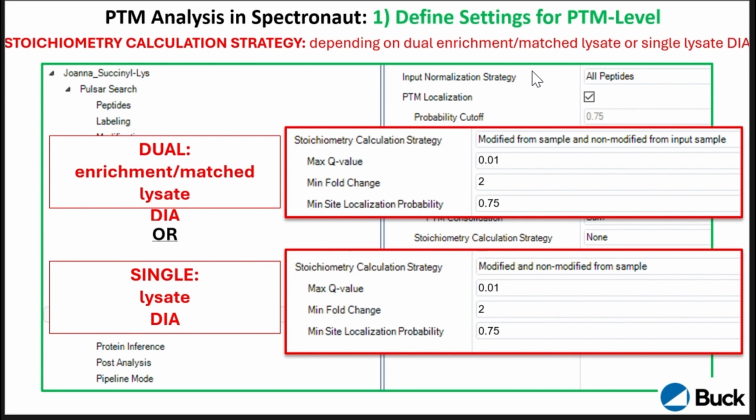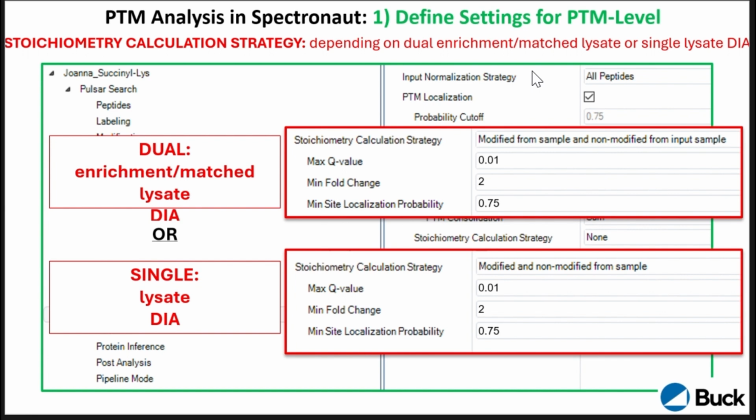If you have the file where the protein lysate was separate, you would say here for the stoichiometry, choose modified from sample and non-modified peptides from input sample, from a different file, from a different search that you did with Spectronaut for the protein level. But if we use this single workflow where lysate and PTM was all in the same acquisition, then you can choose modified and non-modified from this sample, from this acquisition. So those two different workflows exist, and you can just choose whatever setup you had for your own sample.